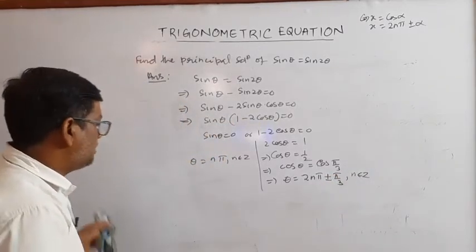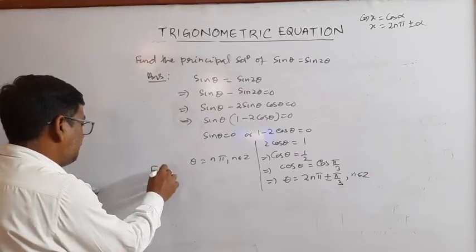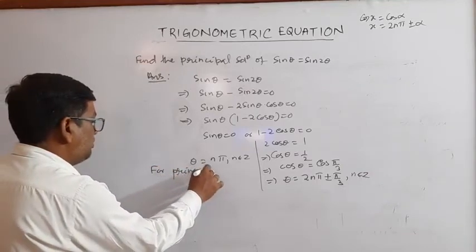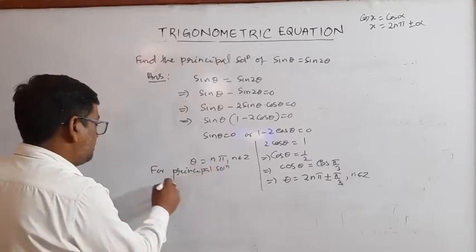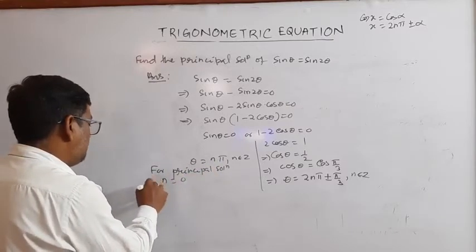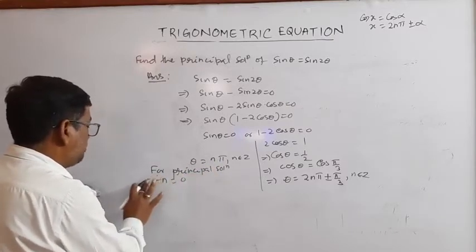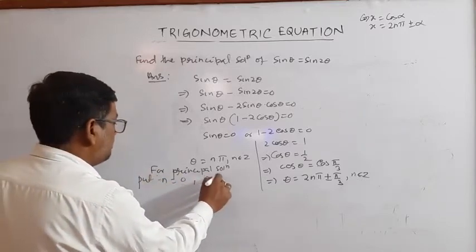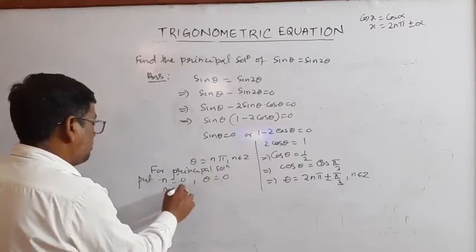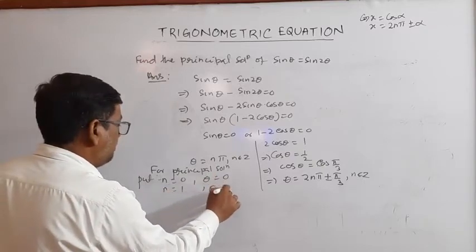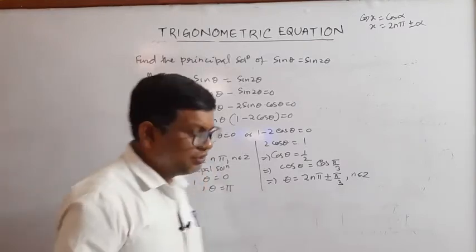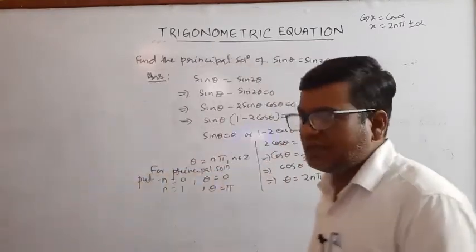Now for the principal solution, put n equal to 0, so theta is equal to 0. For n equal to 1, theta is equal to pi. And for n equal to 2, theta is equal to 2 pi, which does not belong to the principal solution.